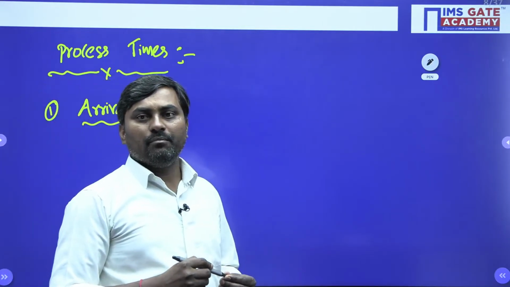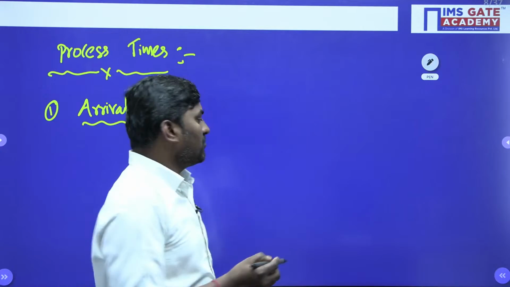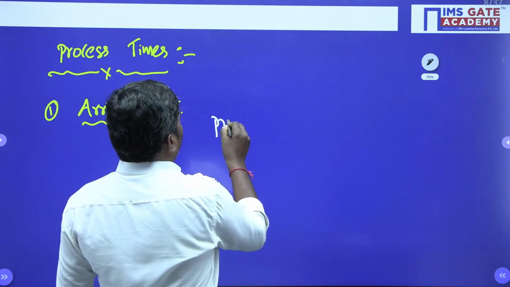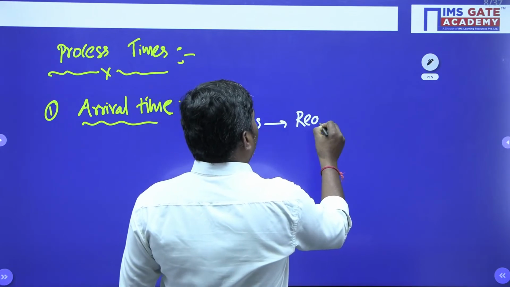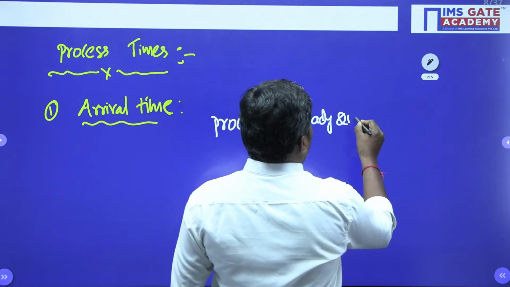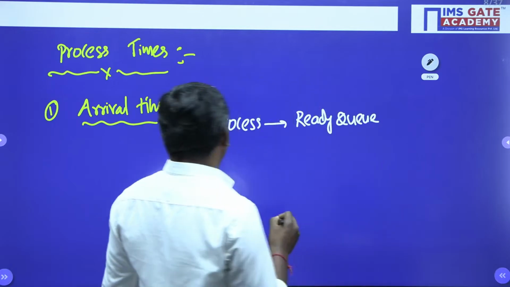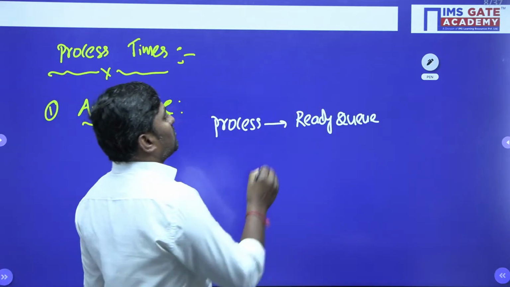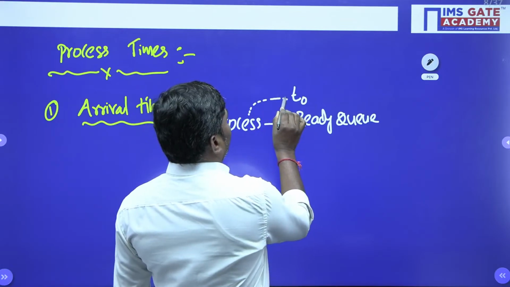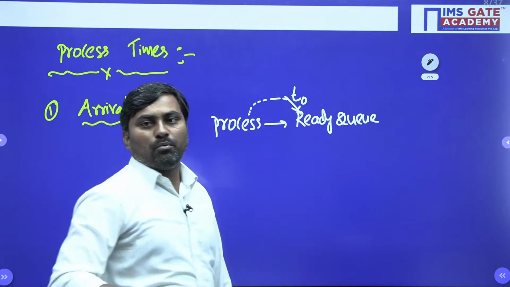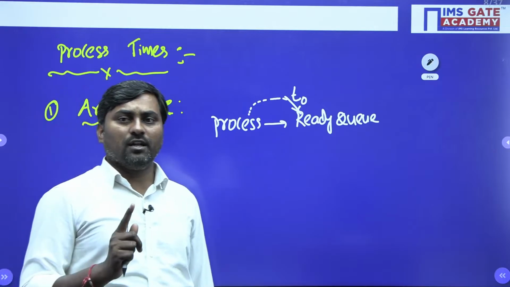What is arrival time? The time at which a process enters into the ready queue. So, ready queue. That is arrival time. Suppose let's take time 0. The time at which a process enters into the ready queue is the arrival time of a process. Is it clear to all of you?